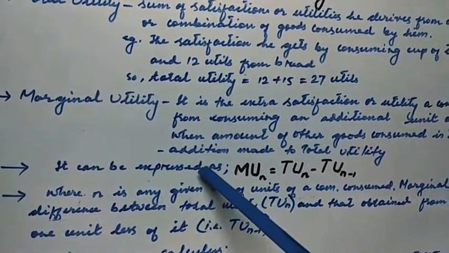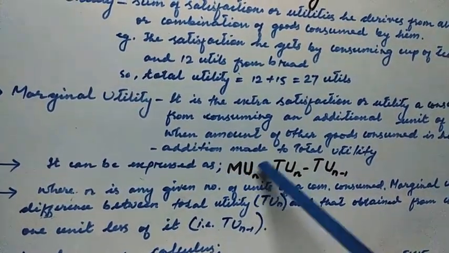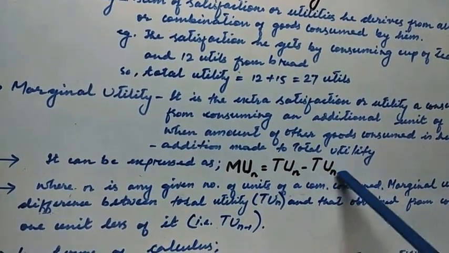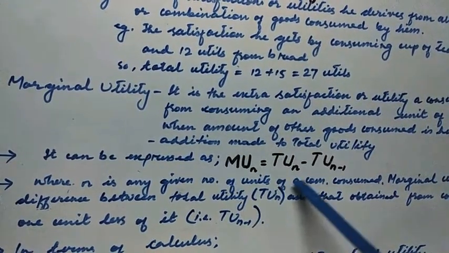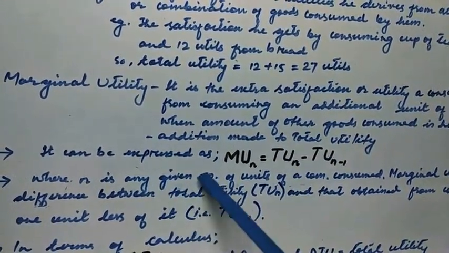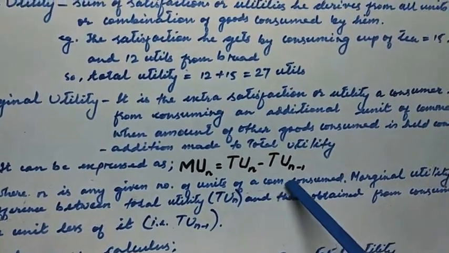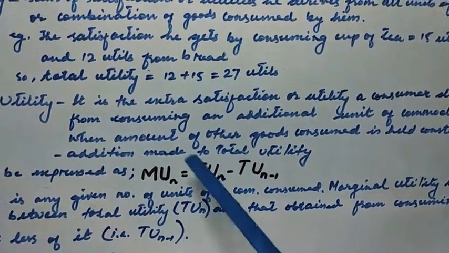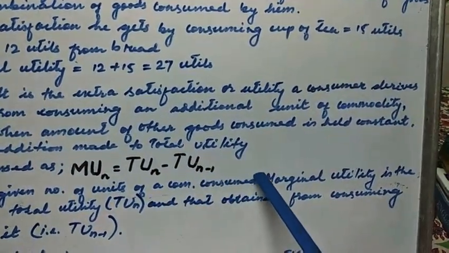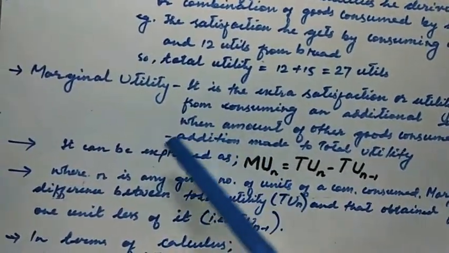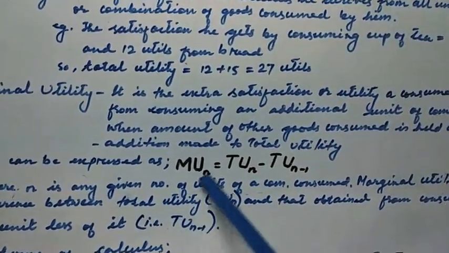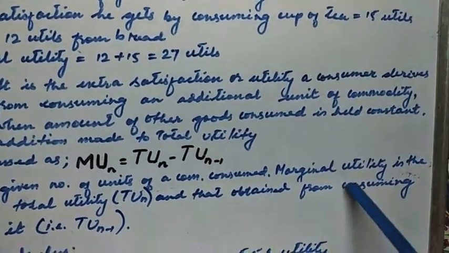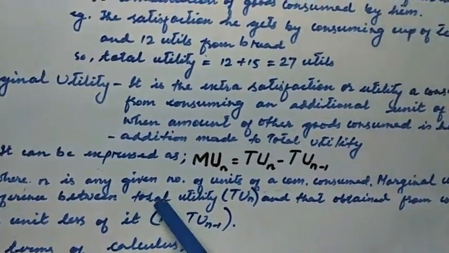So it can be expressed as marginal utility MU_N equals total utility TU_N minus total utility TU_(N-1). It is expressed in this form, where N is any given number of units of a commodity consumed. So marginal utility is the difference between total utility obtained from consuming N units and that obtained from consuming 1 unit less of it.